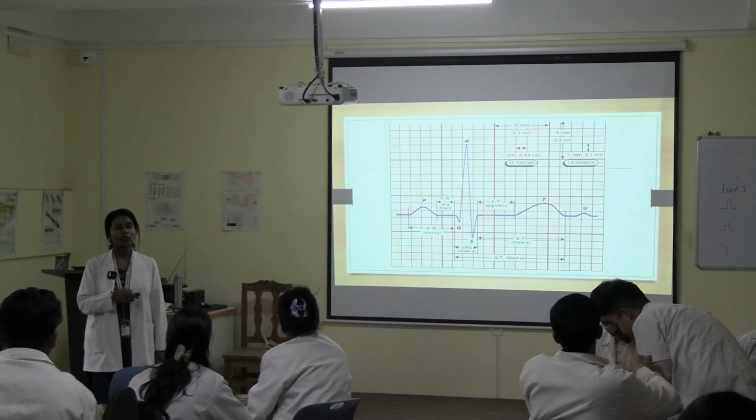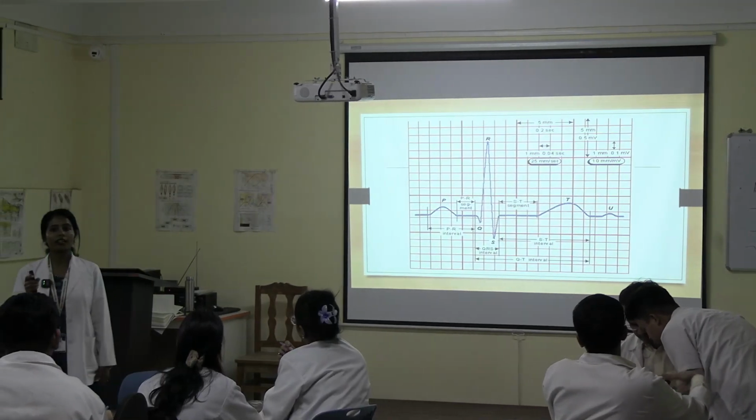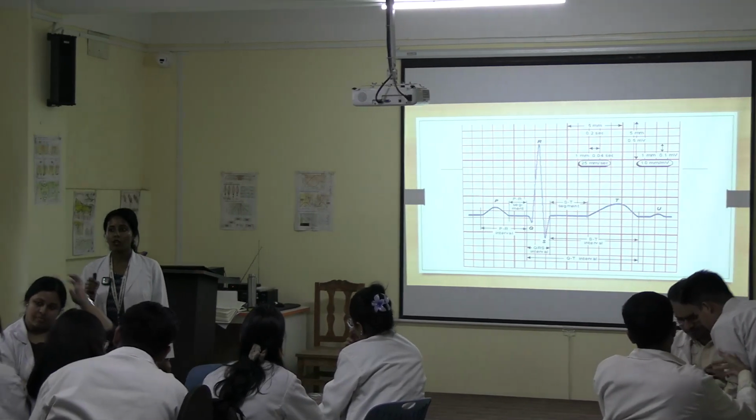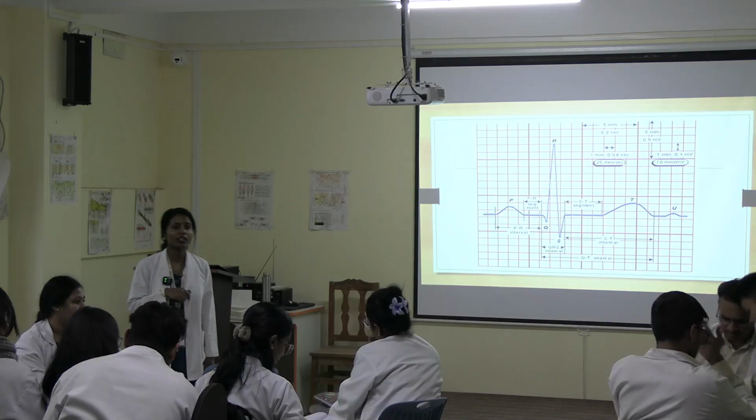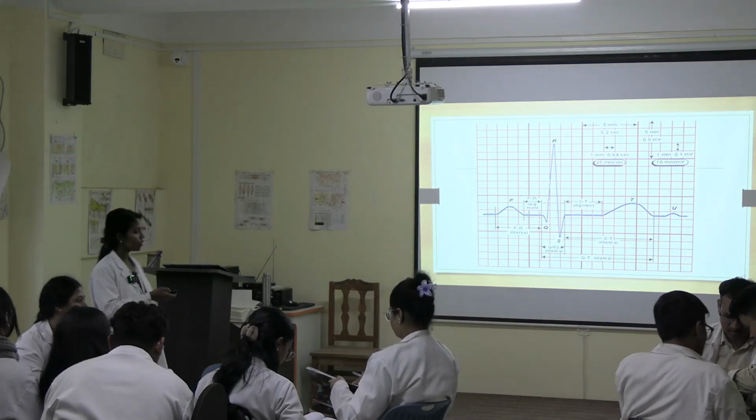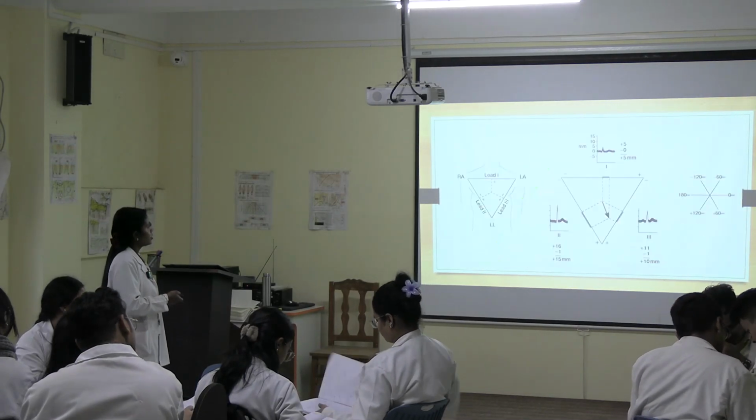Okay everyone. So you know how to calculate the heart rate if the rhythm is regular. What if the rhythm is irregular? Then how are we going to calculate? So there is one formula for that.